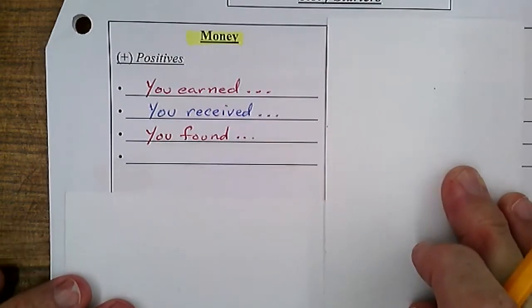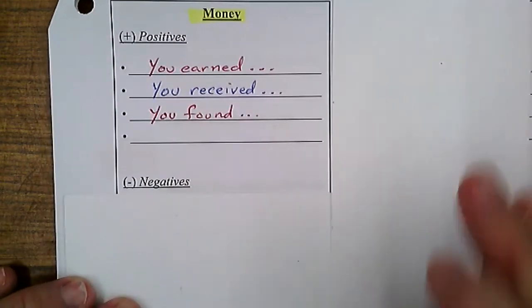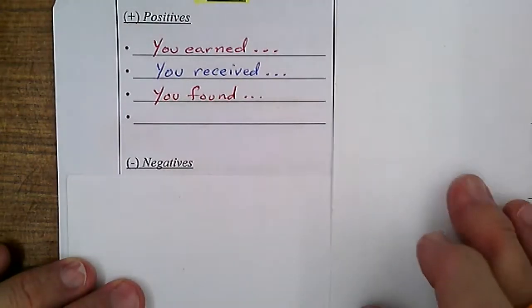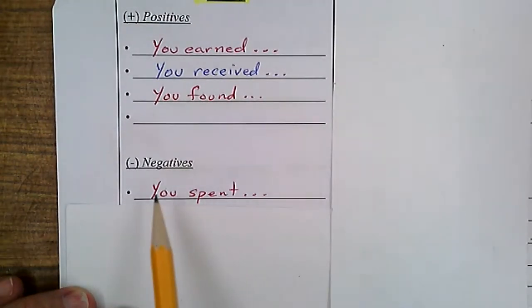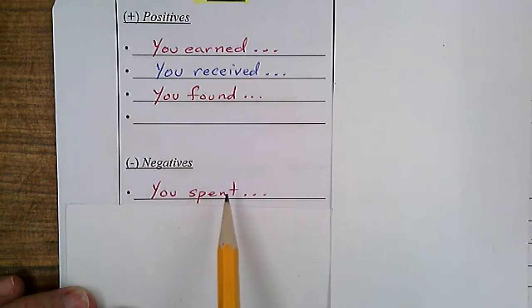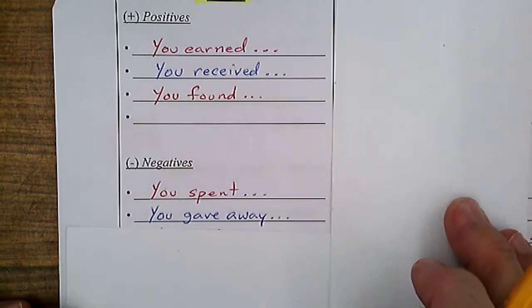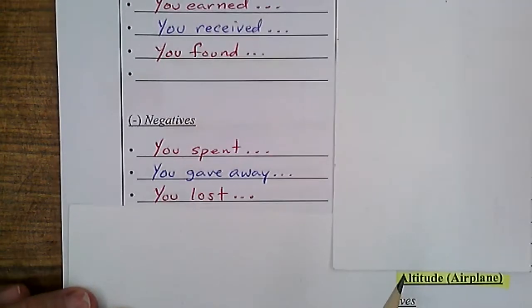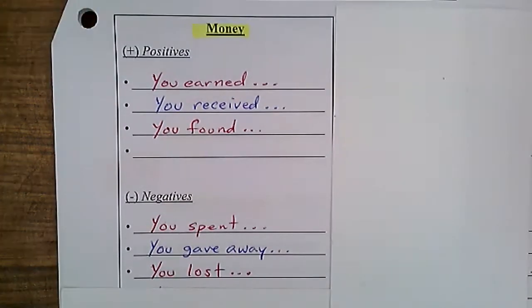If we were talking about money and we wanted to do negatives, you're copying these down, by the way, in your notes, okay? If you wanted to do negatives, you could say you spent, right? That means that you would be subtracting, right? You spent money, you're subtracting from what you have. You gave away, right? You're a nice friend and you gave some money to your friends, or you gave some money to a homeless person, right? Or you lost. Maybe you're careless and you lost your money, okay? All right, so that would be money concepts.